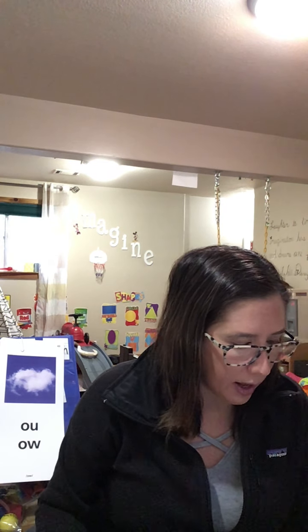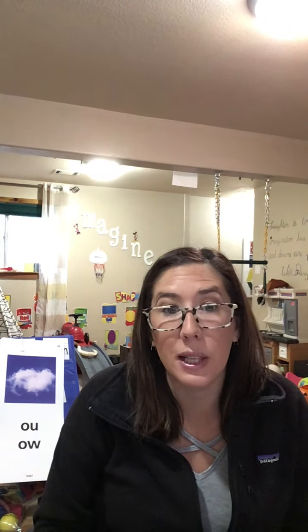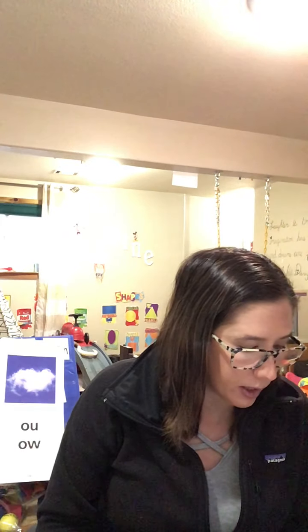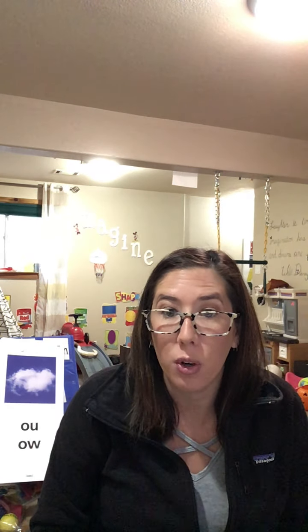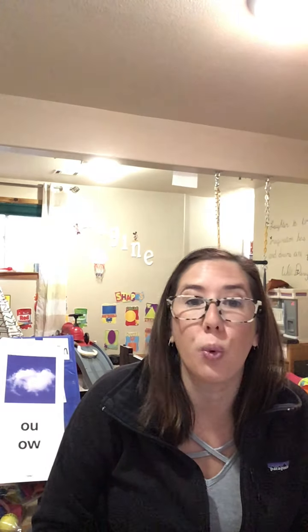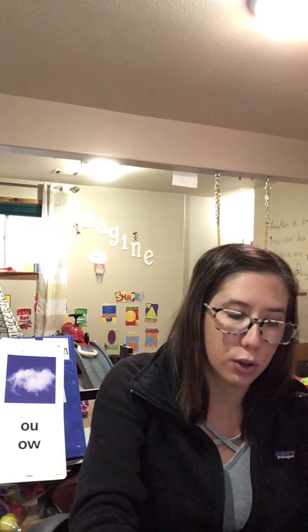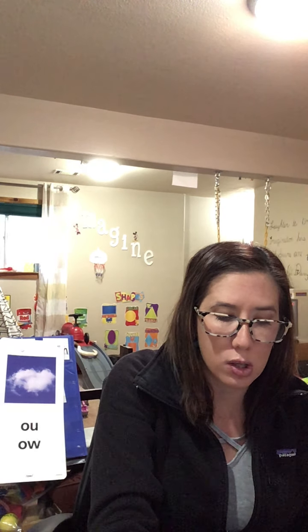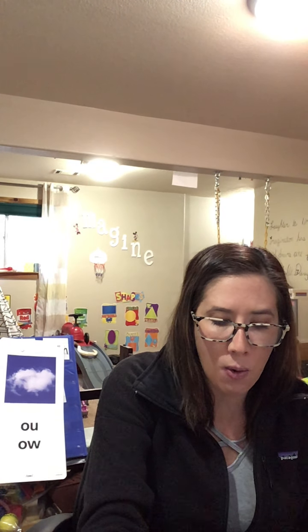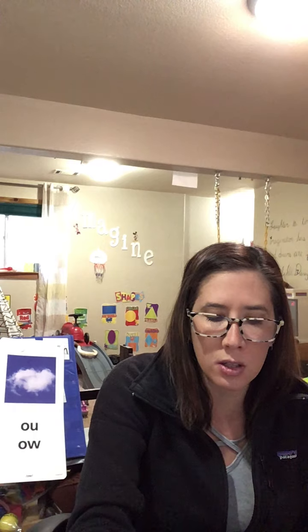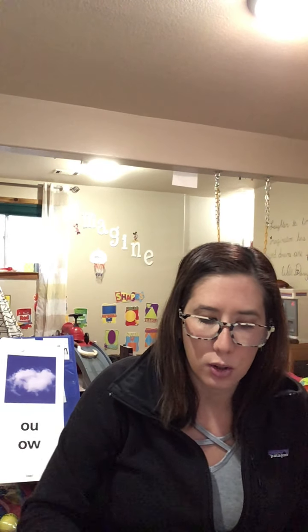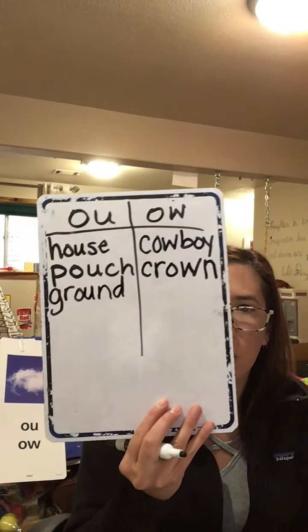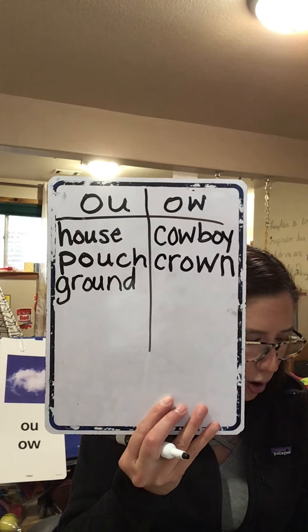Okay, next word has an ending blend. So it is going to be an OU word. Ground. There's a beginning one too. G, r, ow, OU, n, d. Ground.